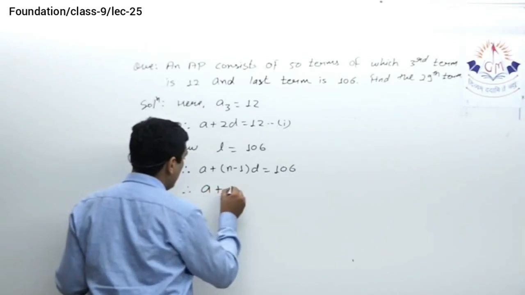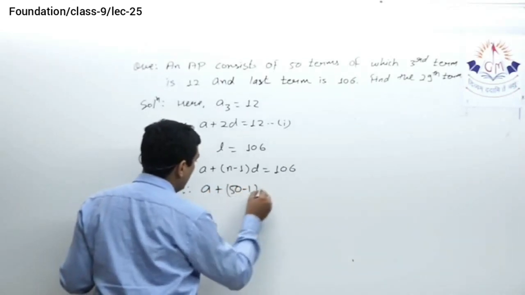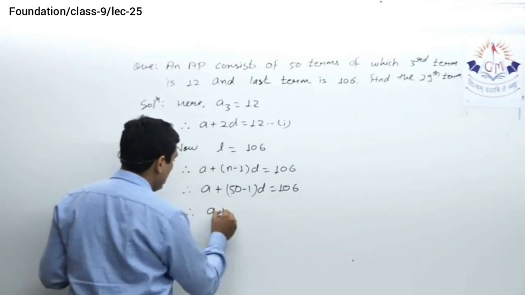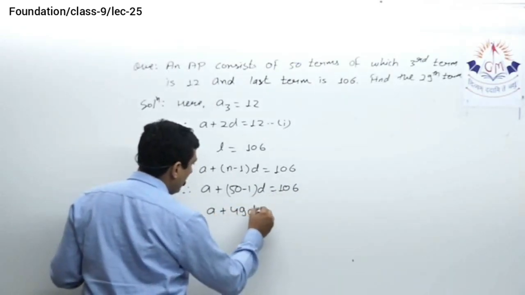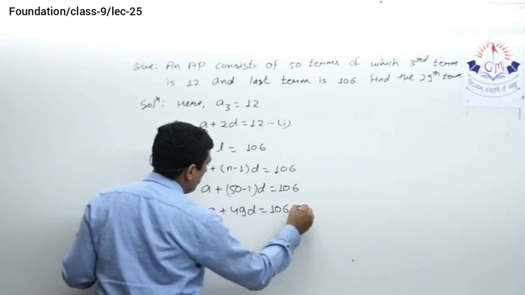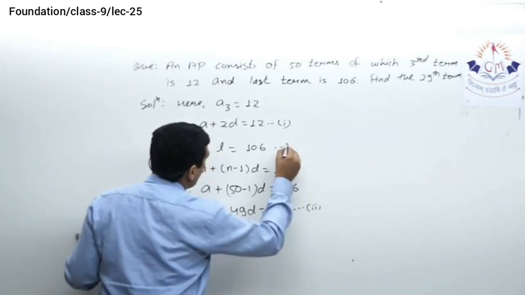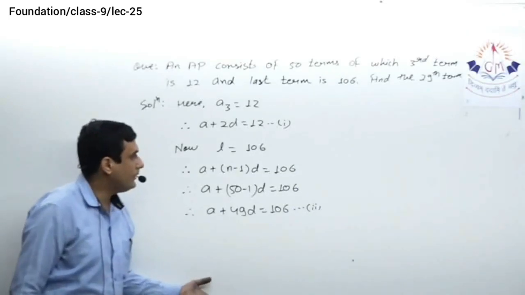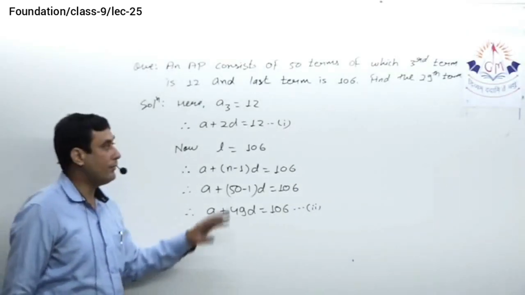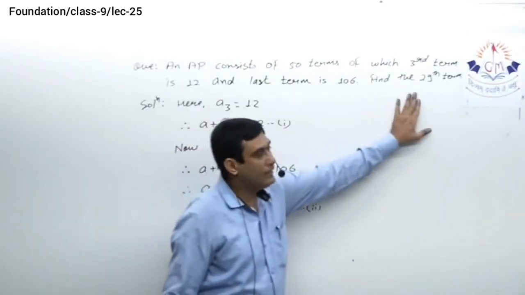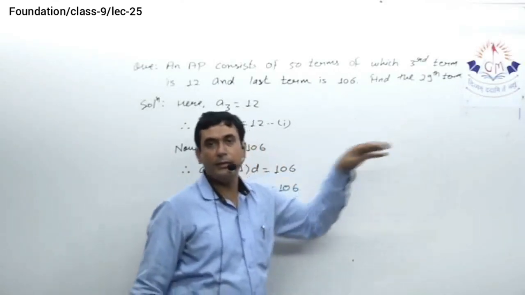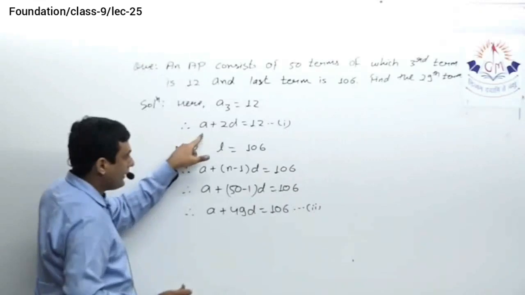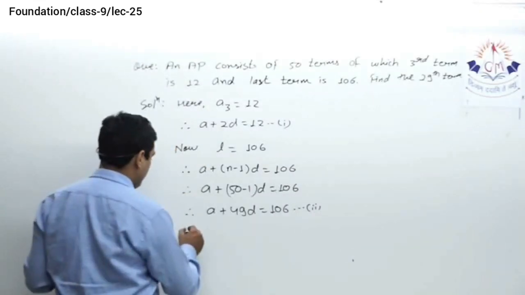So A plus 50 minus 1 D is equal to 106. So this gives me A plus 49D equal to 106. So this is equation number 2. That was equation number 1. Now by solving these two, it is very easy to get the value of A and D, and after getting A and D, it is very easy to get the value of nth term. So what I will do, I will subtract first from second.